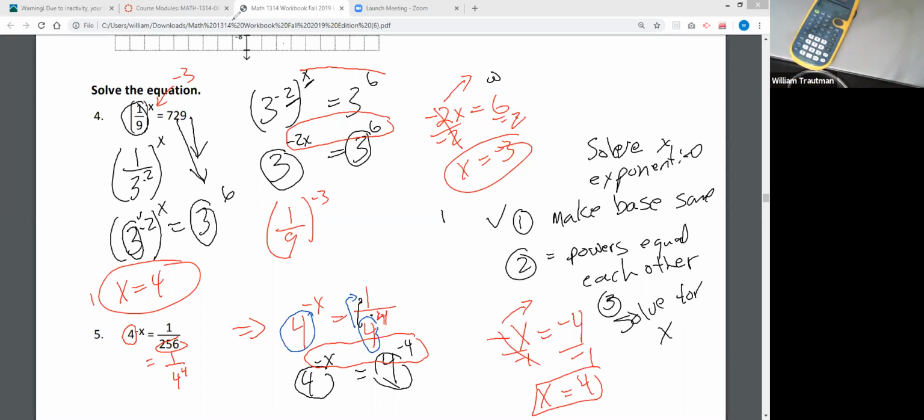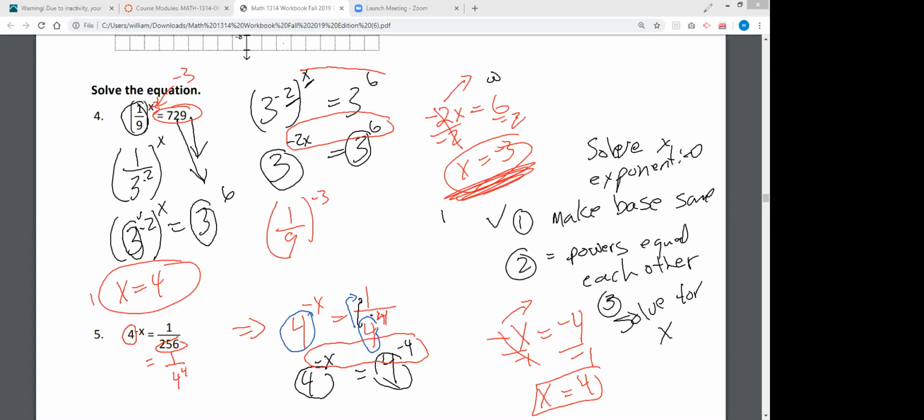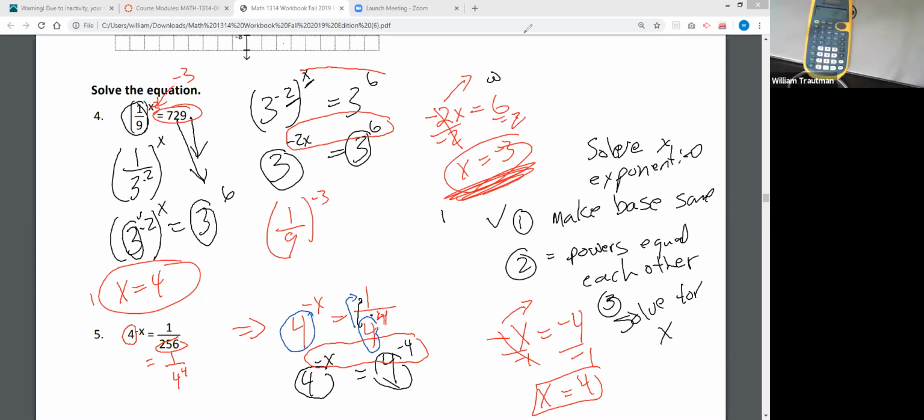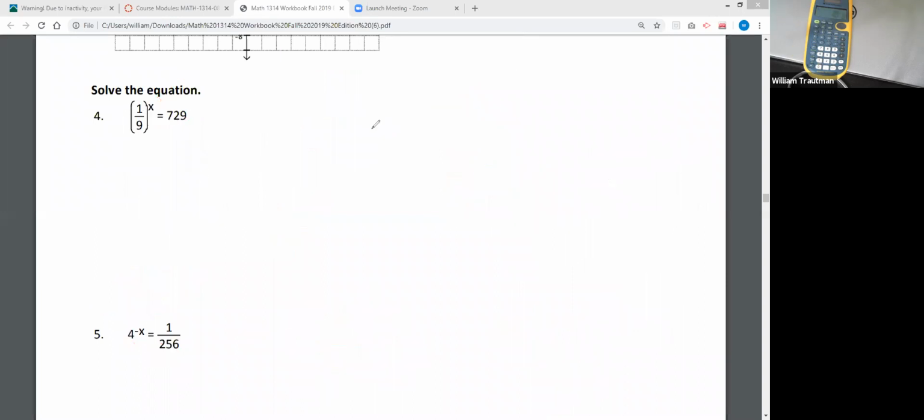So yes, 1/9, if I put -3 in there, I do get 729. So that is my answer to this problem. You can check it by putting the answer back into the original problem. Everybody okay with this so far? We have a couple more to do.